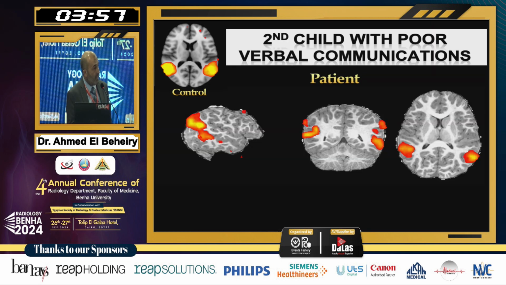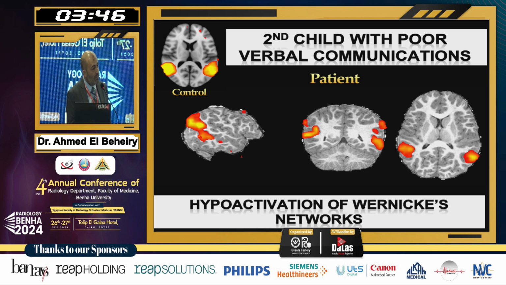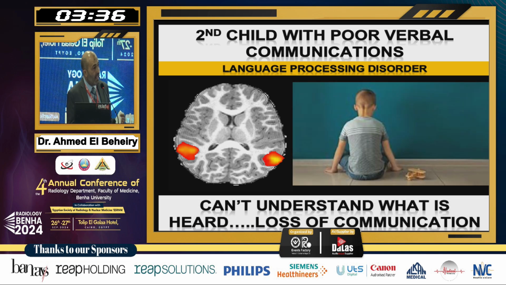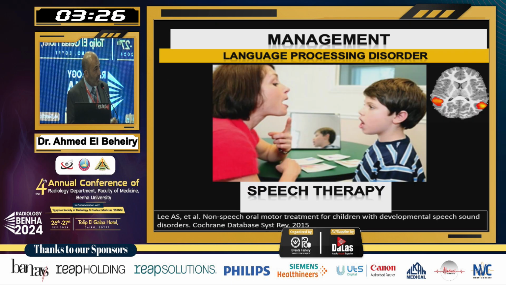While the second child was presenting with autism and also poor verbal communication, these are the resting state networks compared to control. He has hypofunctioning or hypoactivation of Wernicke's network. Wernicke's is the receptive language. This means that he can hear, but he cannot interpret what is heard. He cannot understand what is heard, and this leads to loss of communication and autistic behavior. This is known as language processing disorder. It is different from auditory processing disorder. And the management plan for language processing disorder is speech therapy.